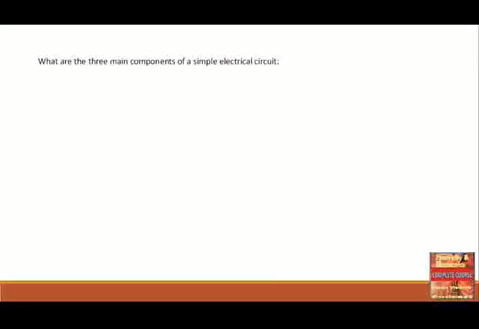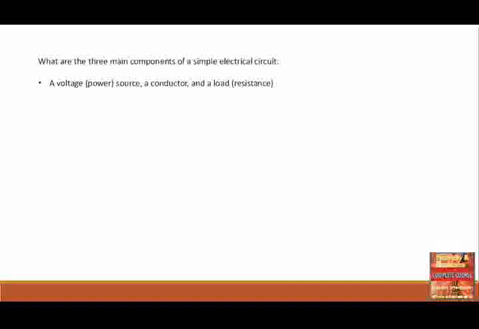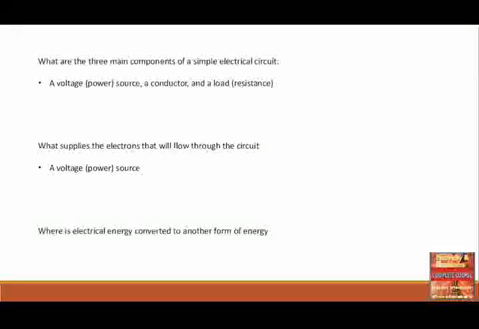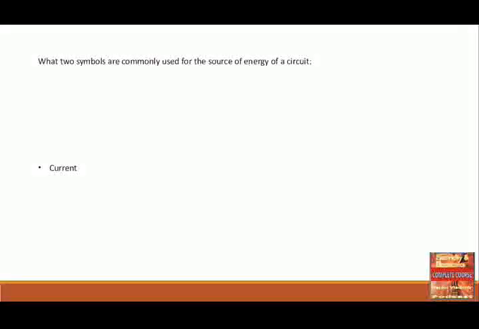What are the three main components of a simple electrical circuit? A voltage or power source, a conductor, and a load or resistance. What supplies the electrons that will flow through the circuit? The power source or voltage. Where is the electrical energy converted to another form of energy in the circuit? At the load or resistance location. What two symbols are commonly used for the source of energy of a circuit? A capital E or a capital V.